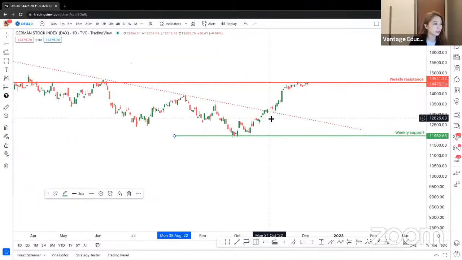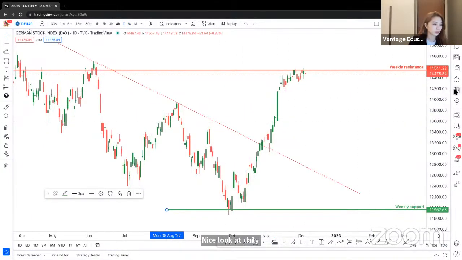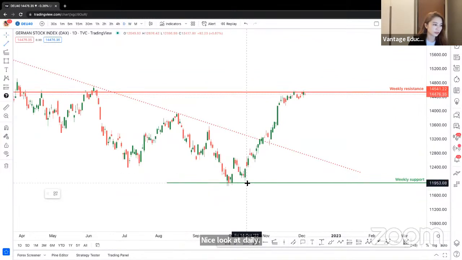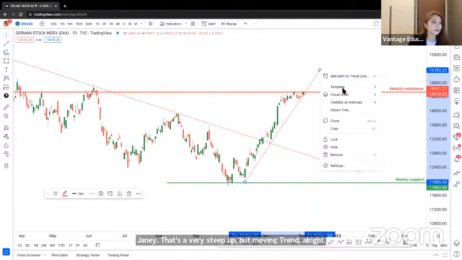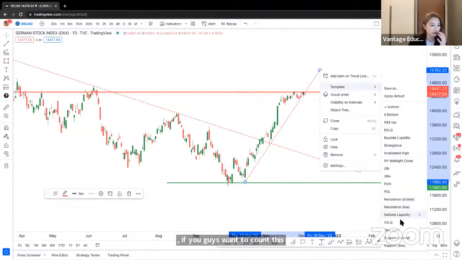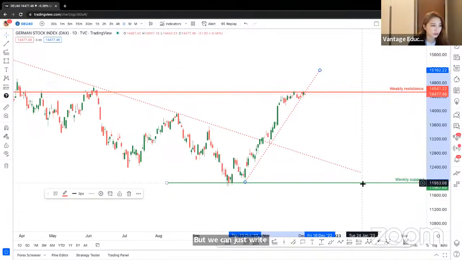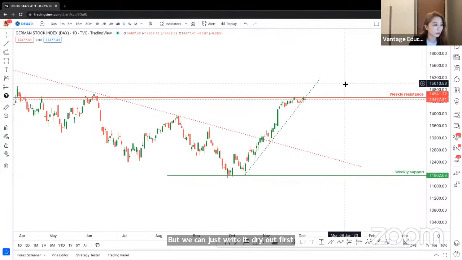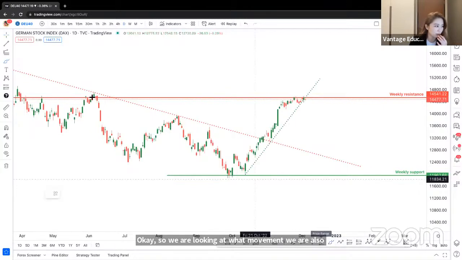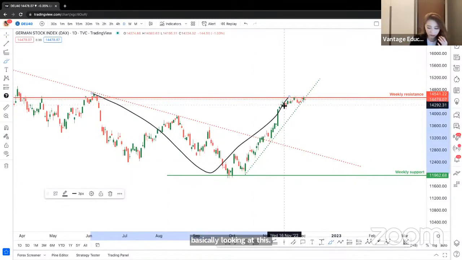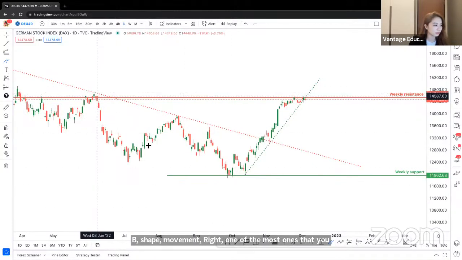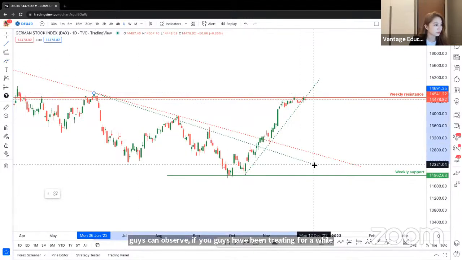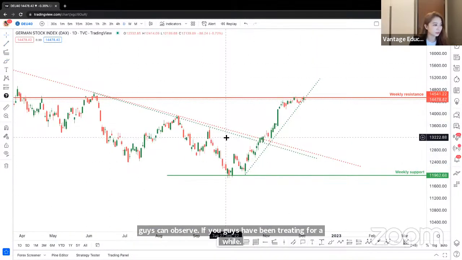Let's look at daily. Daily, there's a very steep upward moving trend. If you guys want to count this, normally we don't, but we can just draw it out first. So we are looking at upward movement. We are also basically looking at this V-shaped movement, right? One of the movements that you guys can observe if you have been trading for a while. This is what we are looking at.